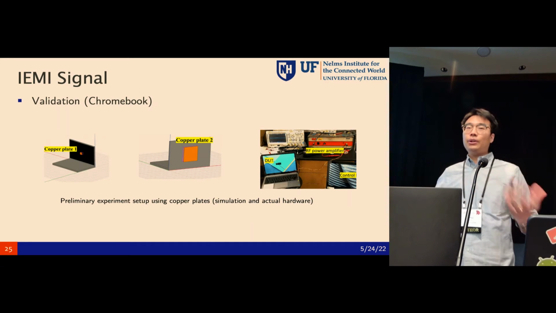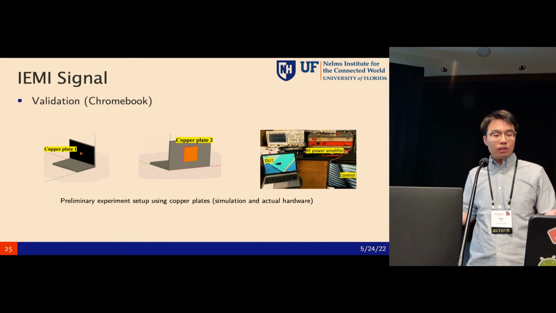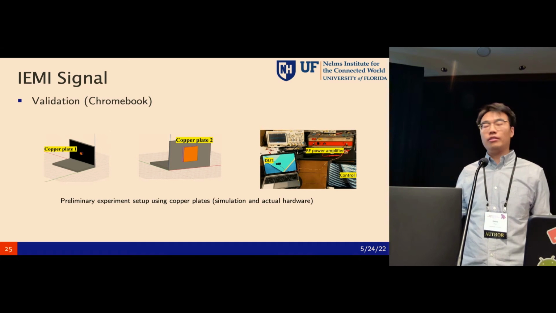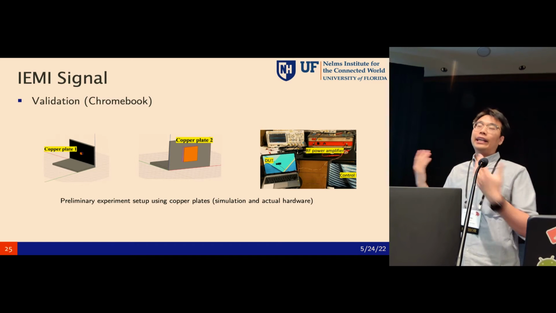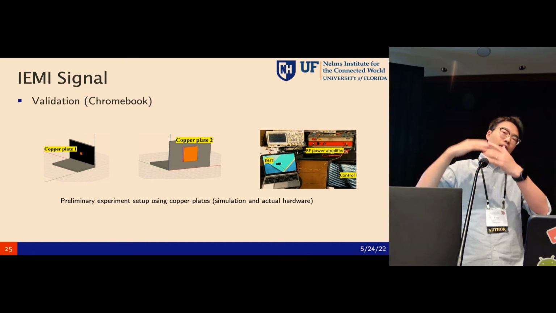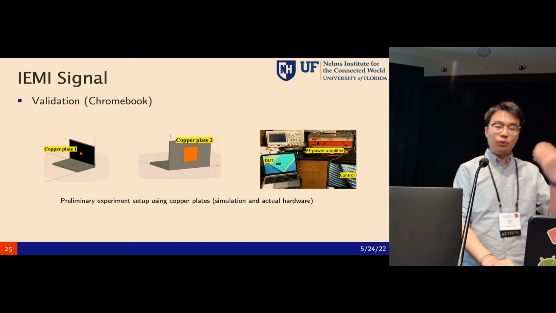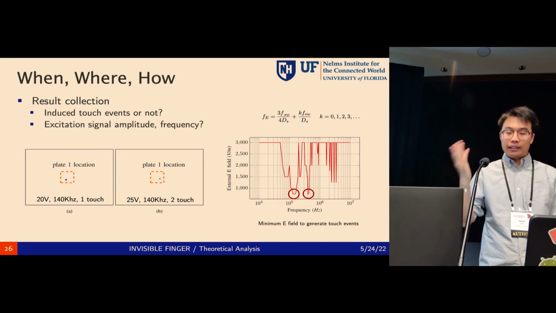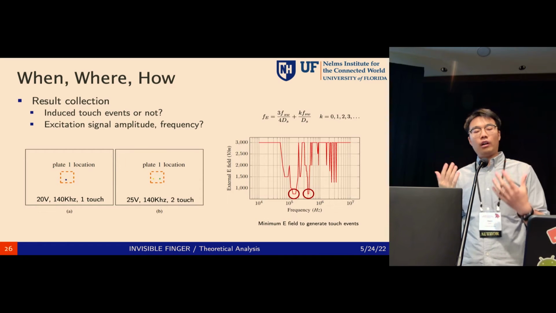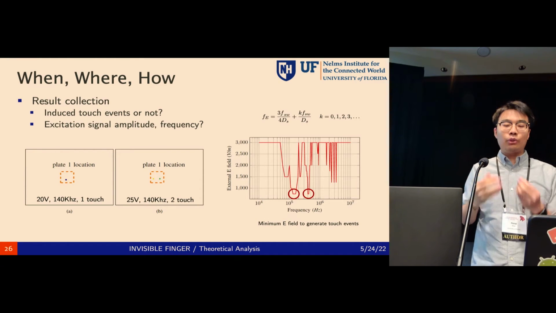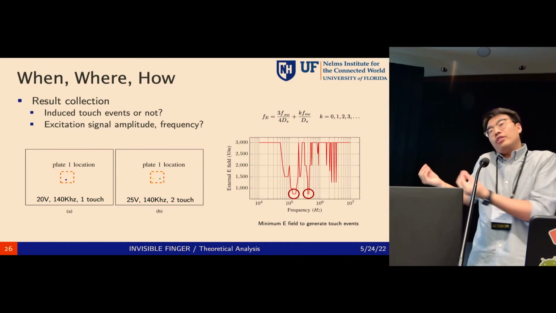But that's just a theory, right? We need to validate, right? So how do we validate our model and analysis? We use a Chromebook, which is equipped with touchscreen diagnostic software, to perform the data collection while we're applying the IEMI signal. And we use 2 copper plates, one on the front of the panel and the other on the back side of it, to induce the IEMI signal as the antenna. The Chromebook diagnostic software will tell us when, where, and how a touch event is generated. So now we can try all the combinations of the E field strength and the frequency, and see if our equation is correct or not, right?